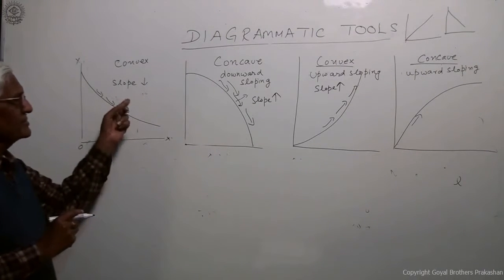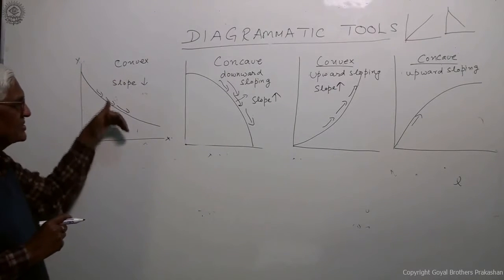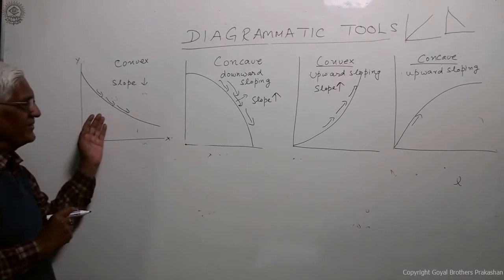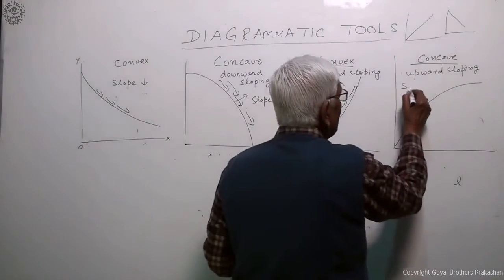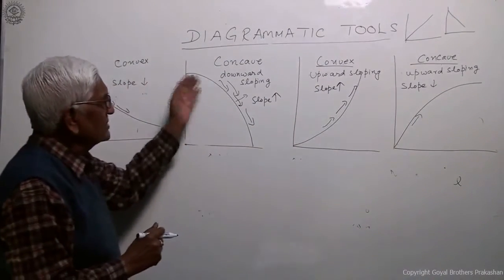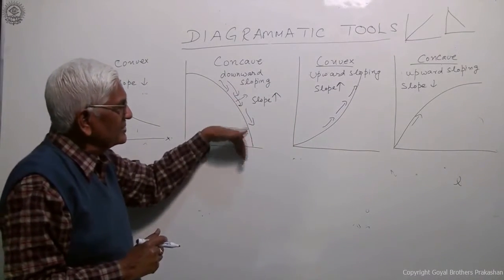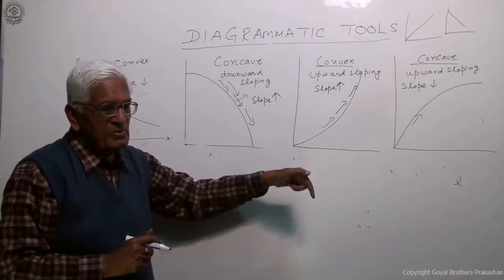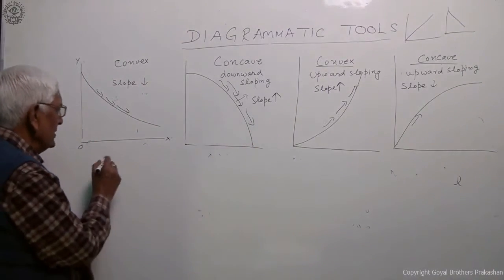Now remember, this is convex, this is also convex. But there is a difference. This is downward sloping convex, this is upward sloping convex. So the behavior of slope is different in these cases. Similarly, in this case, slope comes down. Now remember, this is concave, that is also concave. But in case of downward sloping, slope goes up. In case of upward sloping, slope goes down. This is the behavior with these hyperbolas, what you can say.